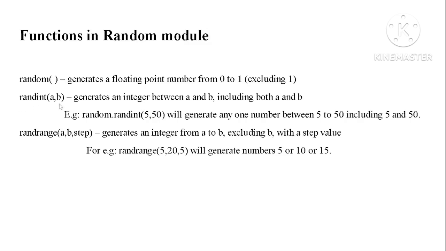Whereas randint of a comma b takes two arguments, a and b, two numbers, and it will generate a number between a and b, both included. So if you say randint of 10 comma 100, 10 may be generated, 100 may be generated, or any number between 10 and 100 will be generated.